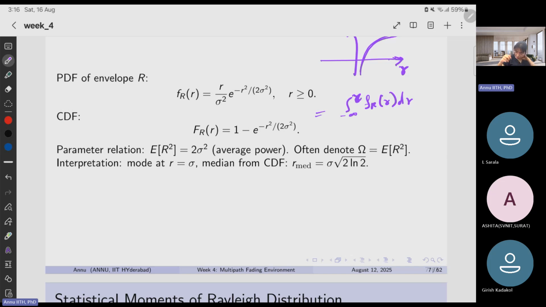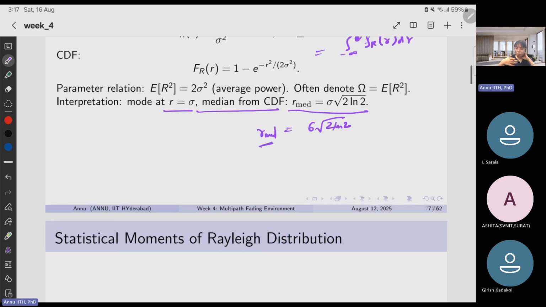The parameter relation is like E of R squared is equal to 2 sigma squared, which is the average power, often denoted as omega, equal to E of R squared. Interpretation is like mode at r equal to sigma, median from the CDF, r_med is equal to sigma root over 2 ln 2. And mode is how many times a value is repeated. Mean, mode, median are the statistical parameters.